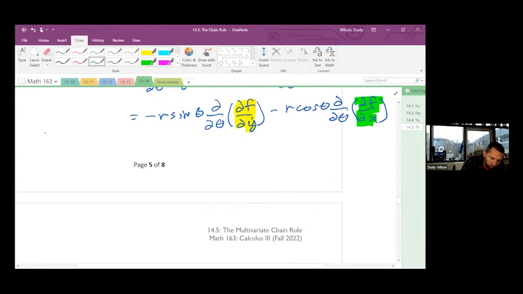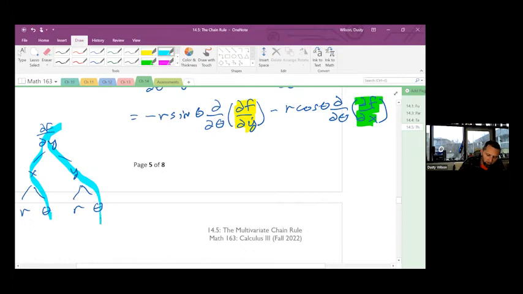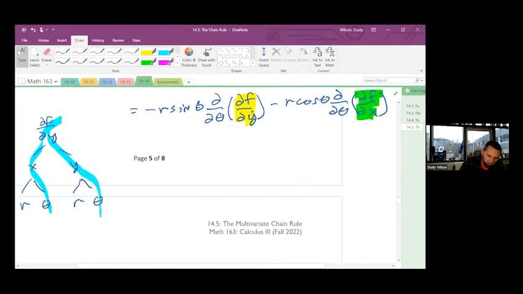So if we have the partial derivative of f with respect to y, that's a function of x and y, and x and y are in turn functions of r and theta. And so if we're trying to find the partial derivative of this thing with respect to theta, we are following down the theta paths of that. Okay. And similarly, I should say this is the yellow one.